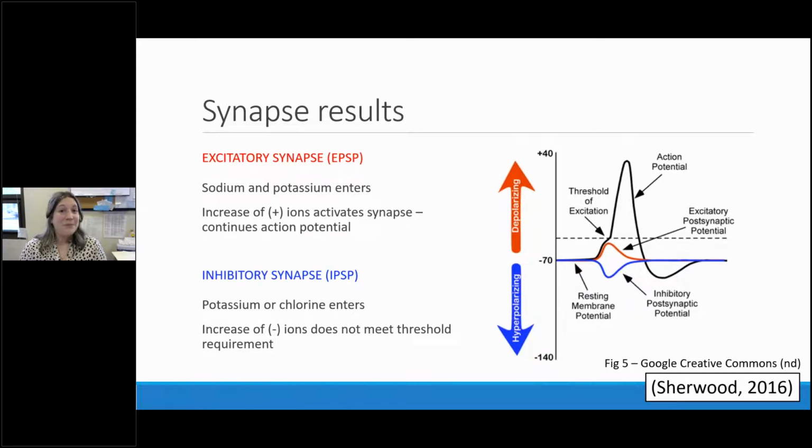Excitatory response would be the opposite. There's enough positive energy from the ions to push forward action potential in the neighboring cell.